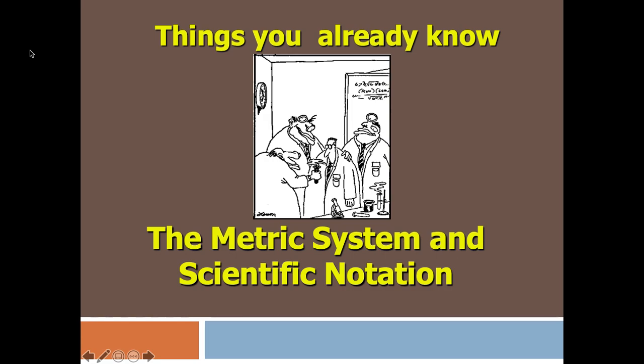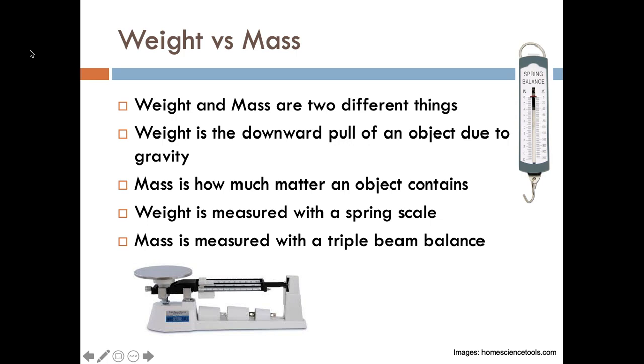Okay, students, this is a slideshow presentation on metric system and scientific notation. Starting out, we're going to talk a little bit about weight versus mass. Weight and mass are two different things. Weight is the downward pull of an object due to gravity, and mass is how much matter an object contains. Weight is measured with a spring scale, and mass is measured with a triple beam balance.